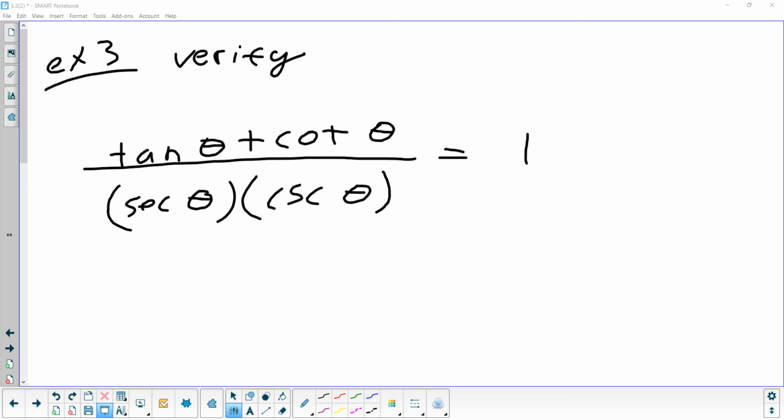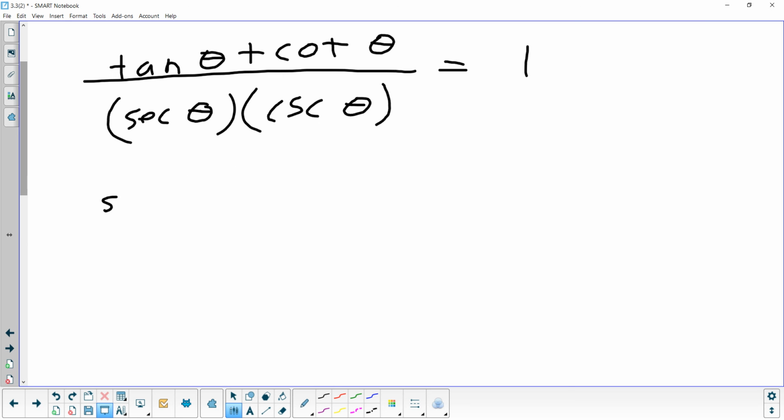All right, so let's start with tangent. What can you rewrite tangent as? Jacob? Sine over cosine. We can write it as sine over cosine. And what about cotangent? Yes. We can write that as cosine over sine.